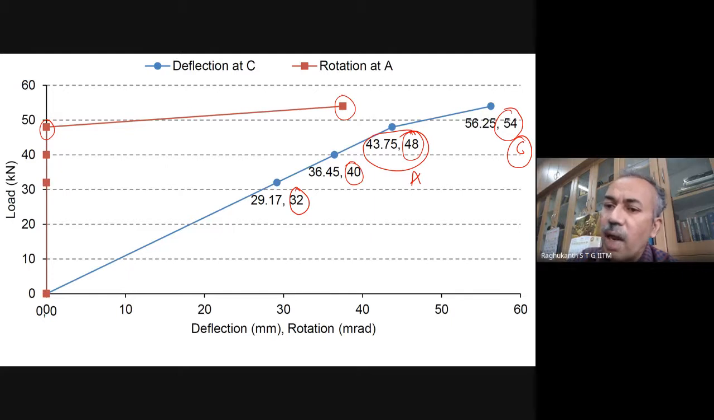If you see this line, it is essentially a straight line up to the first hinge formation. Once the first hinge has formed, your beam changes its mechanism from propped cantilever to simply supported, so the slope of the line changes essentially. This is how the load versus deflection diagram looks.